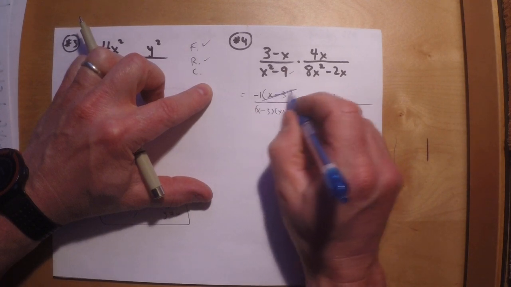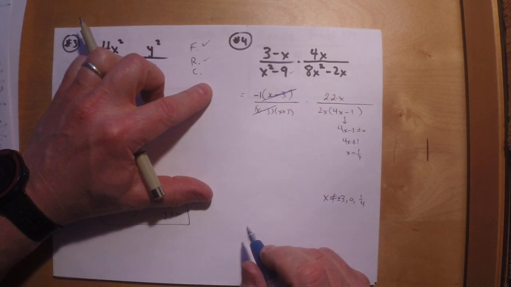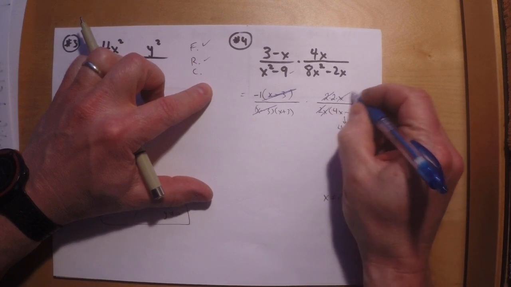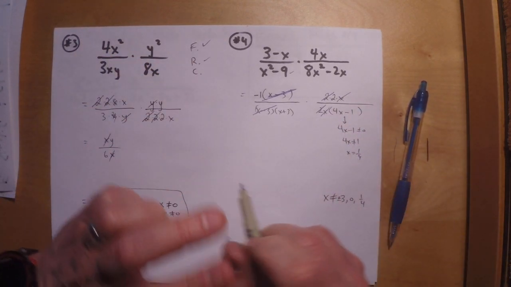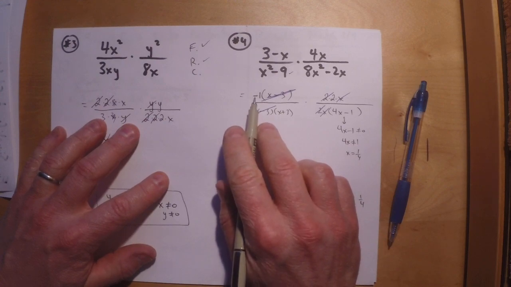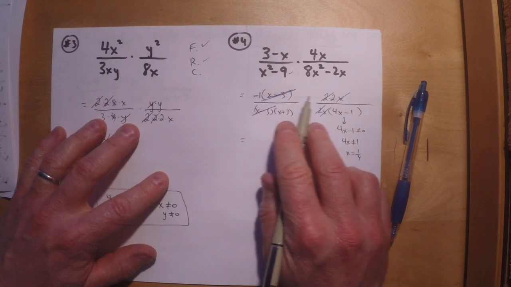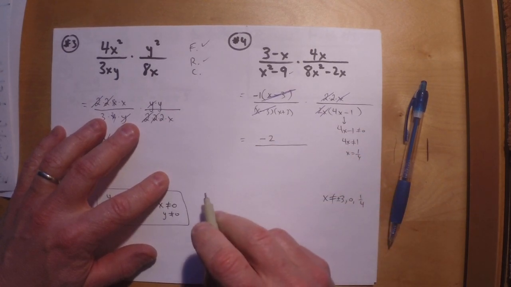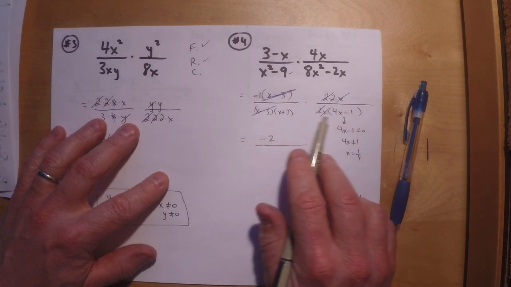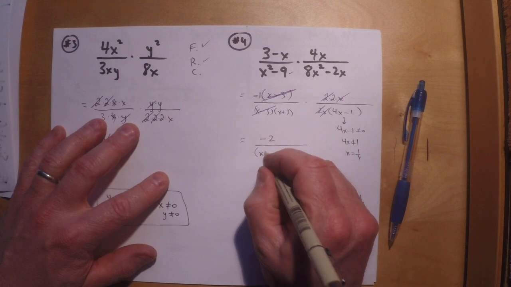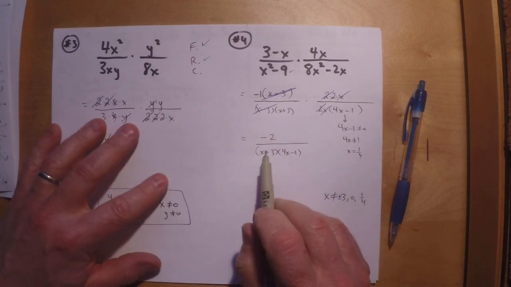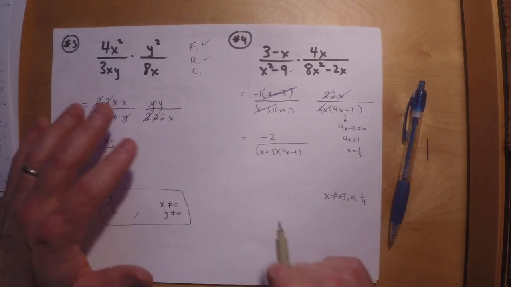Now comes the therapy part. This factor can cancel out with that factor. This 2 cancels out with that 2. That x cancels out with that x. I think that's all I'm left with. So my numerator is negative 1 times 2, which is just negative 2. Denominator is this times this. I won't even bother FOILing that out because factoring is beautiful. I'll leave it like that. I could distribute that out if I want, but I don't feel like it.